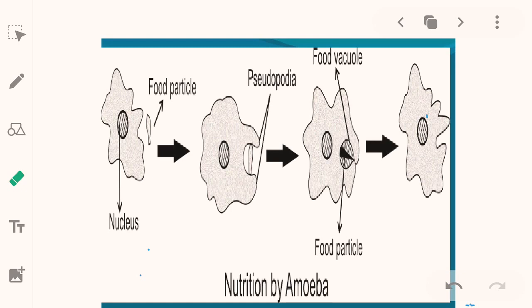So you can see here, this is the food particle. You can see here the pseudopodia capturing the food and entering the food into the food vacuole, and there it is digested by the enzymes and the food is assimilated into the body, and finally the undigested food will be removed out.